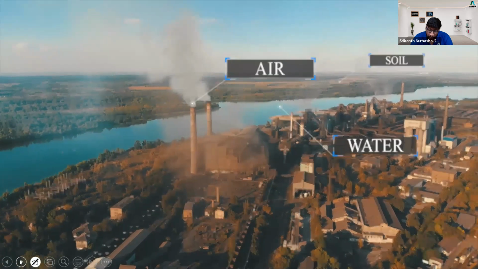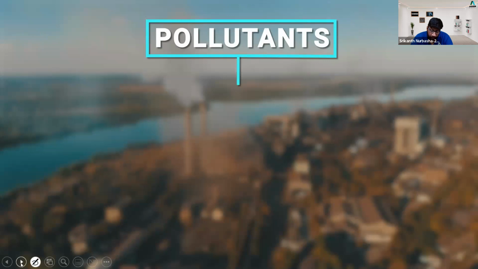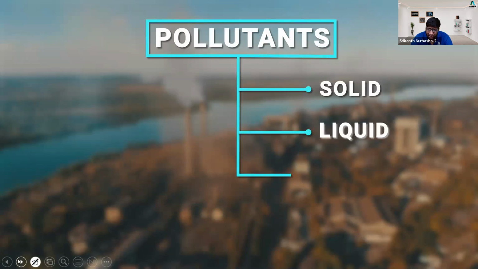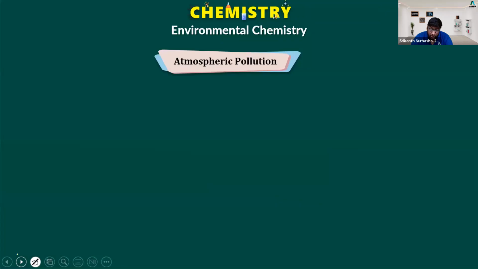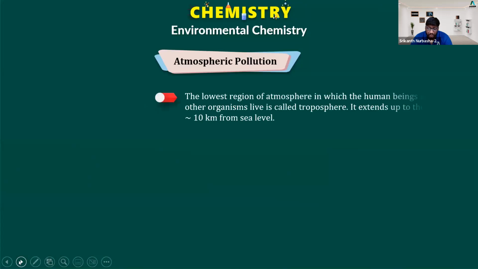So we have pollutants. Pollutants are classified into solid, liquid, and gaseous pollutants. We'll be discussing atmospheric pollution. In atmospheric pollution, we'll study two perspectives: tropospheric pollution and stratospheric pollution.